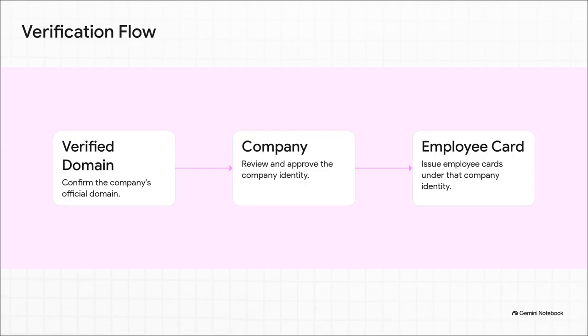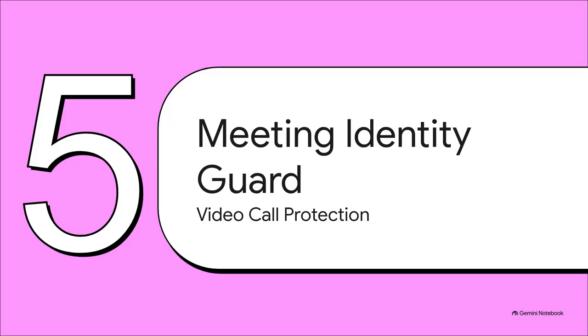Now, all of this runs on a foundation of absolute trust, utilizing a strict three-step verification flow. First up, the verified domain confirms the company's official web address. Second, the verified company profile is reviewed and approved. And third, the verified employee card is issued strictly under that approved company identity. This flow makes impersonation or fake signature attempts incredibly difficult, because every single card is cryptographically tied right back to the official corporate domain.